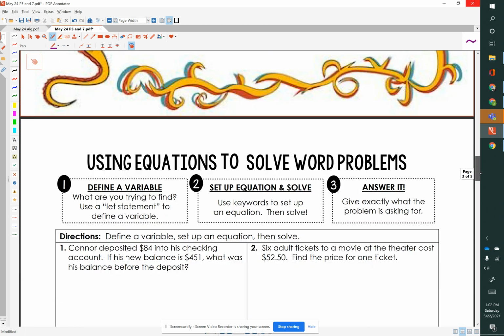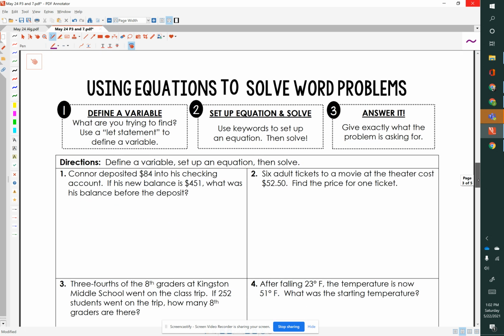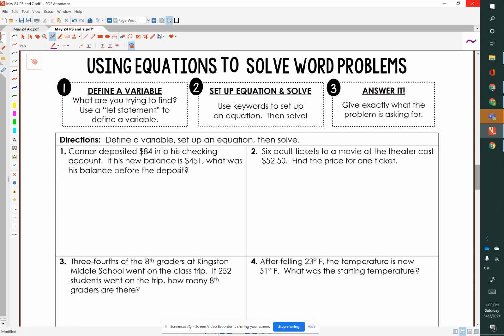So let's get started. We're going to use equations today to solve word problems, and we have a three-step process that will help us along. First, we want to define the variable, and we ask some questions. What are we trying to find out? Most of the time, we will use a let statement to define our variable, and I like to use x. The second step is to set up the equation and solve it, and use those keywords, and I'll point them out as we go, to set up the equation, then solve the equation.